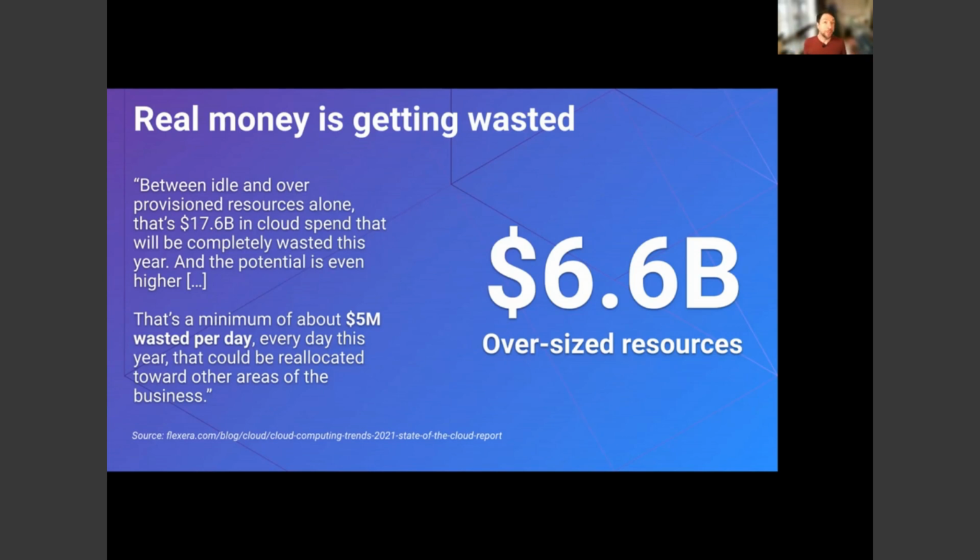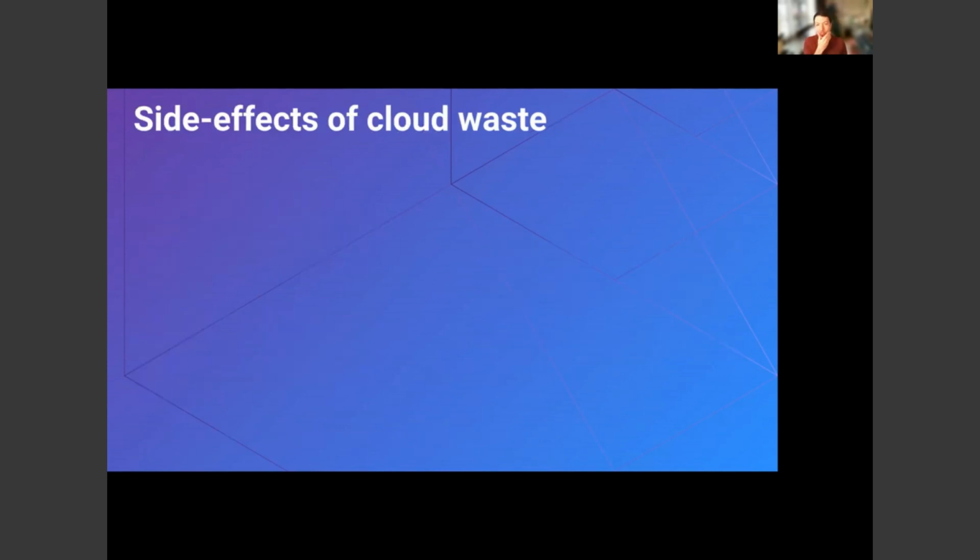So I think we can all agree then that this is a problem, but as your middle school teacher probably told you, every problem is also an opportunity, right? So how can we turn this problem into an opportunity? Well, let's talk about that. So we talk about the side effects of cloud waste.